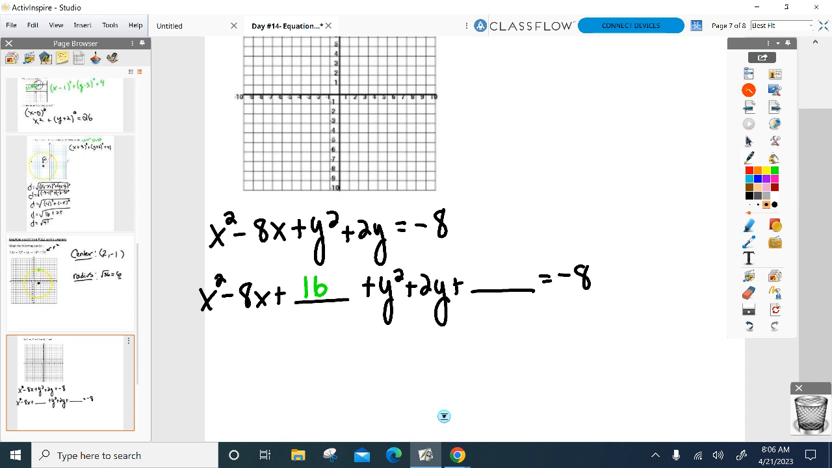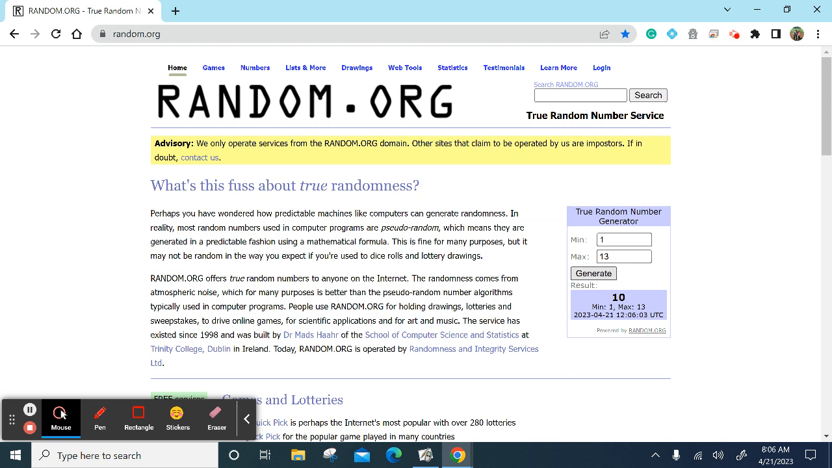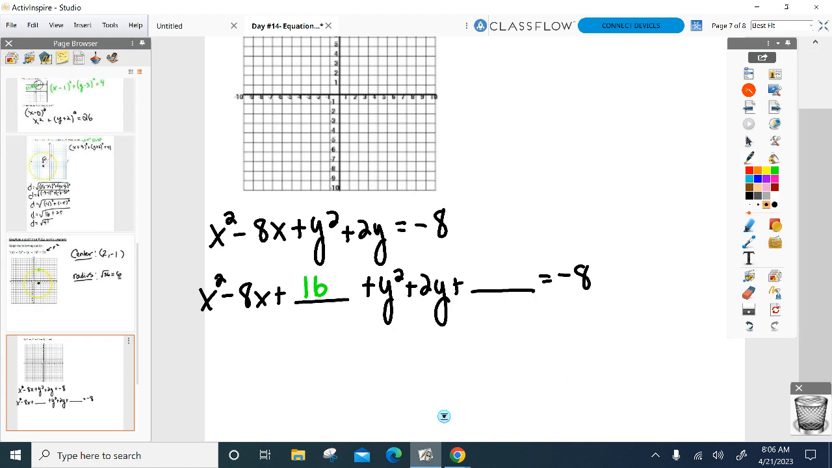Do it over here. Take half your b value and square it for me. What's my new number over here? Half of 2 is 1. 1 squared is 1. So I take half the b value and square it. Good? But here's the problem right now.